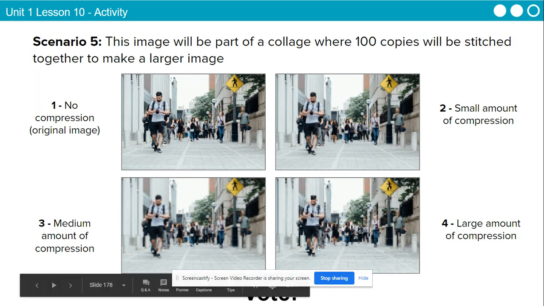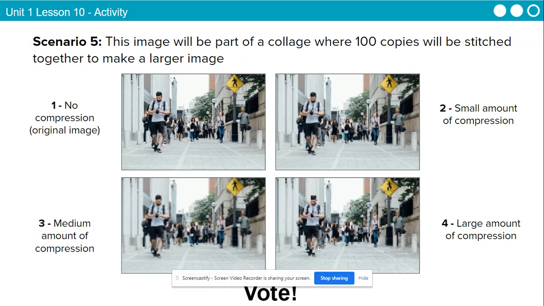Okay. 5. This image will be part of a collage where you have hundreds of copies which will be stitched together to make a larger image. So you know those, like when we do the school pictures and then it says like Warner School or something on there and then it's all your faces? They're going to do that. Which one do you use then?